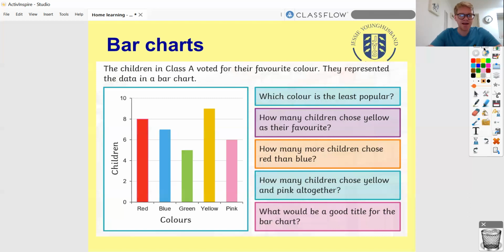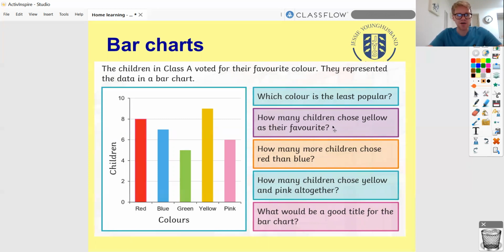Okay, and finally then, we've looked at bar charts, haven't we? You might also have mentioned things like pie charts if you had a go at that on Friday, very well done. But these were the 3 main ones we looked at. We looked at tally charts, pictograms, and bar charts. So let's have a look at bar charts now then. So firstly, I'm actually going to do this sort of bottom question first, just so you can sort of understand it a bit better. What would be a good title for this bar chart?